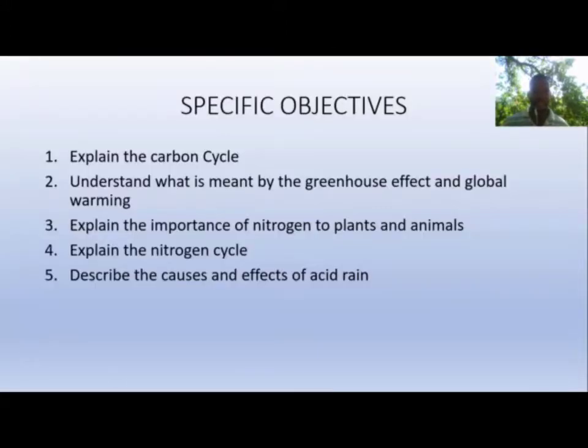Alright, so let's begin. So first, our objectives are to look at the carbon cycle, understand what is meant by the greenhouse effect and global warming, explain the importance of nitrogen to plants and animals, explain the nitrogen cycle, describe the causes and effects of acid rain. So see, there's a lot of information right there.